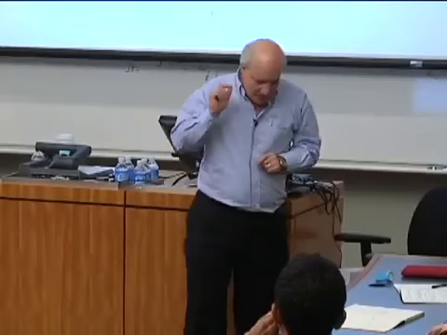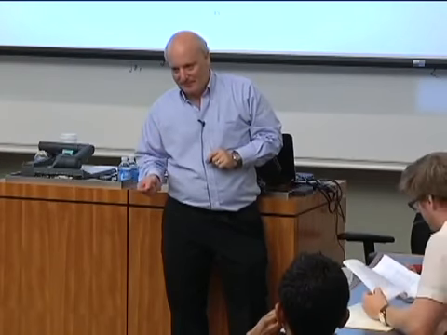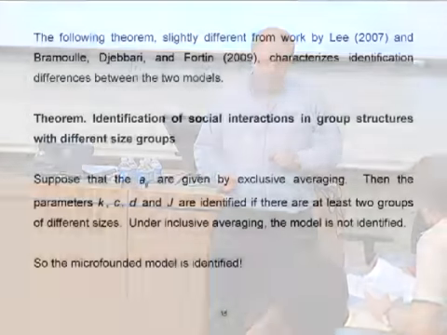All right. And so here's the point. It turns out that in the linear-in-means model, with exclusive averaging, in other words, the correct model from the micro perspective, as long as there are at least two groups of different sizes, the model is identified. Identification fails under inclusive averaging.